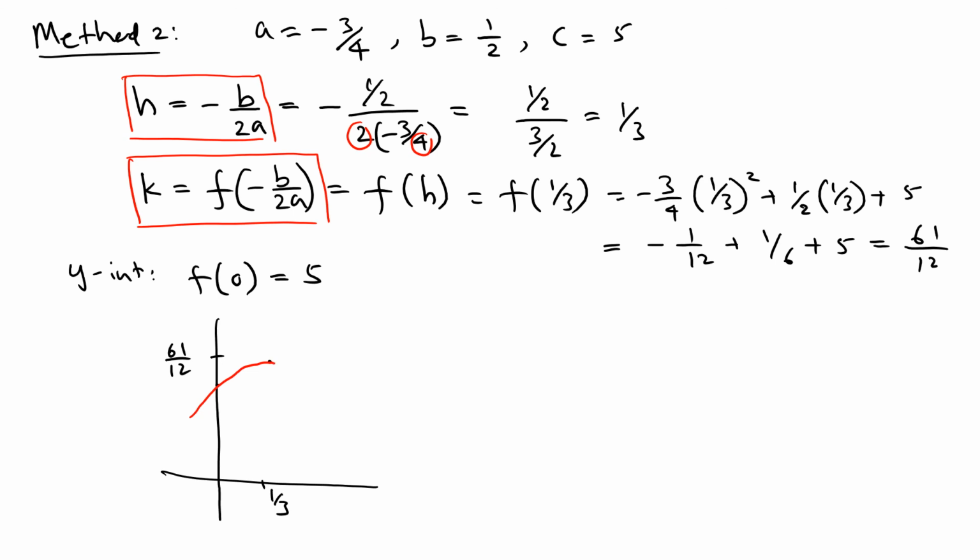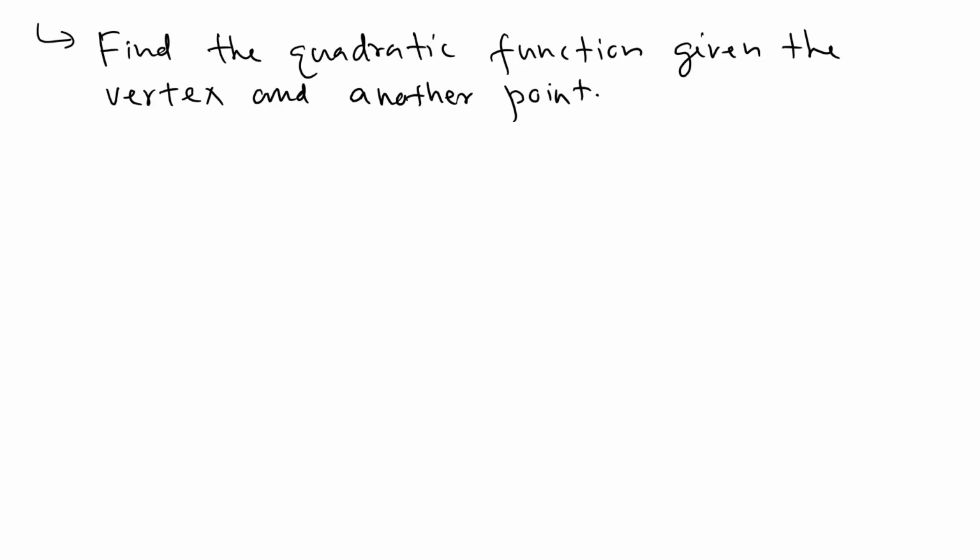So that is the graph of the function, or parabola. Good. So let's do another problem. Let's try to find the quadratic function given the vertex and another point.